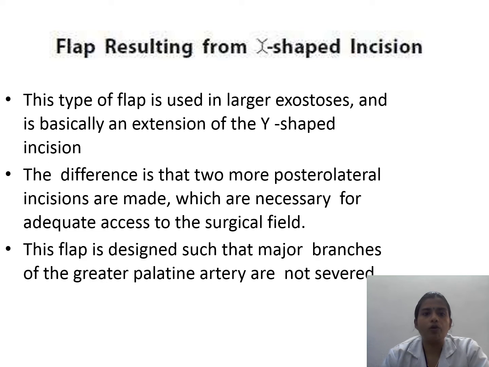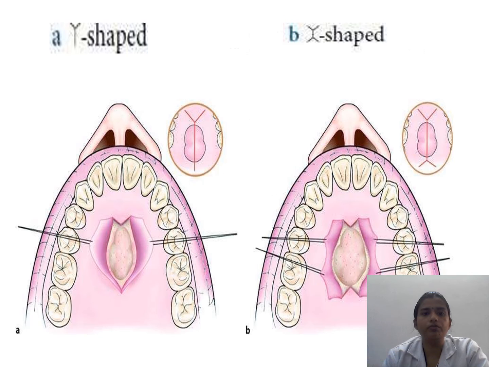Next, we are going to see the flap resulting from an I-shaped incision. This type of flap is used in larger exostoses and is basically an extension of the Y-shaped incision. The difference is that two more posterolateral incisions are made which are necessary for adequate access to the surgical field. This flap is designed such that major branches of the greater palatine artery are not severed. This picture depicts the Y-shaped and I-shaped incision.